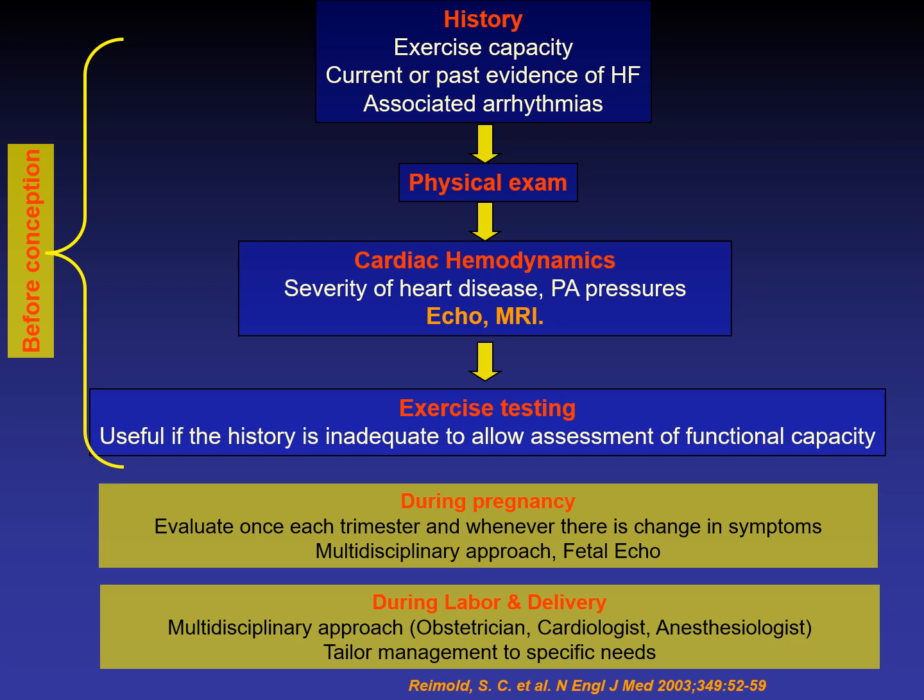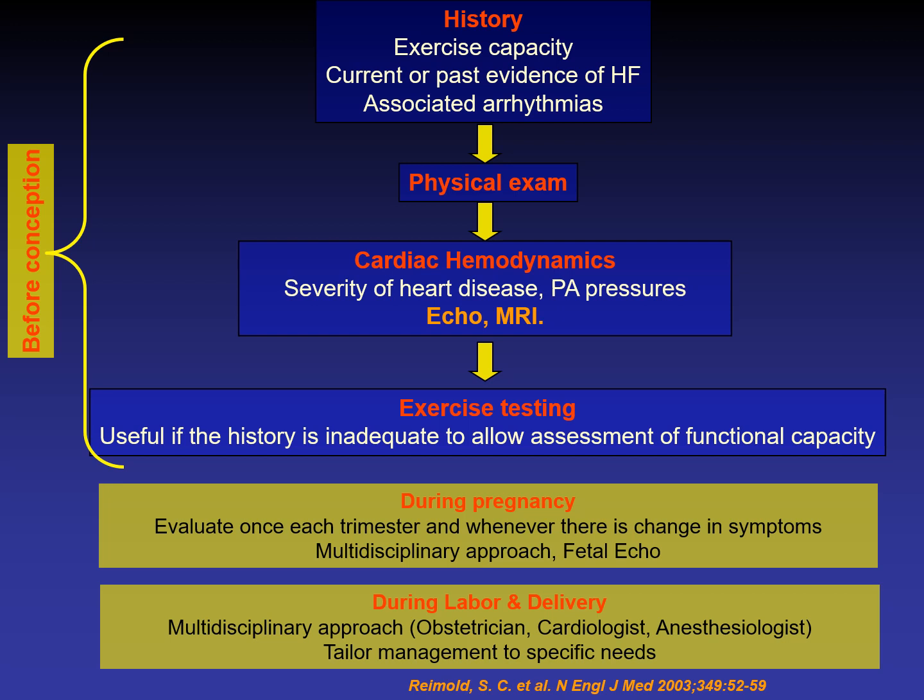So to assess a patient that is pregnant with cardiac problems, it is always important to take a thorough history and physical exam, focusing on the exercise capacity, current or past evidences of heart failure, and any associated arrhythmias. Do your physical exam, and look for your cardiac hemodynamics and assess the severity of heart disease. Do an echo, MRI, ECG, exercise testing so that you assess the functional capacity. Ideally, this is done before conception. However, with the health-seeking behavior of our patients, we usually see them already pregnant.